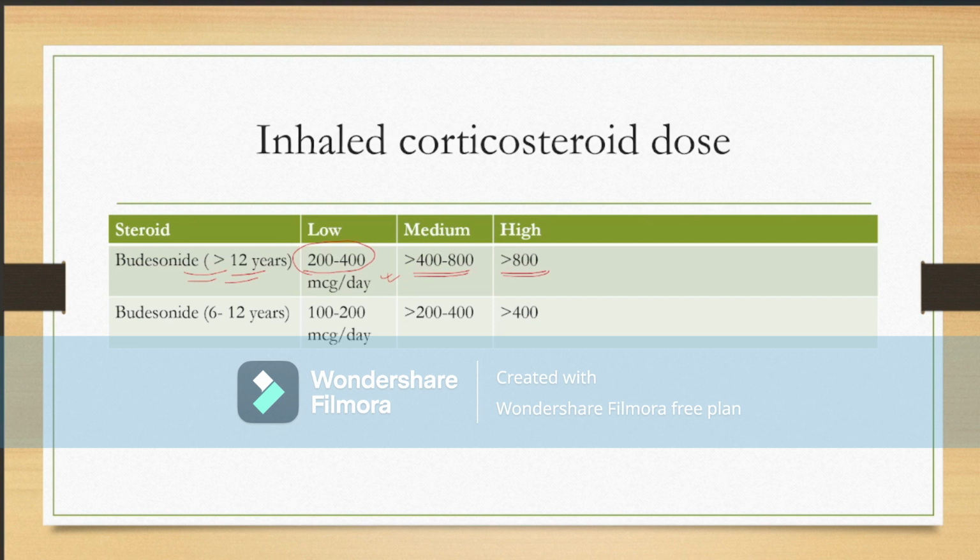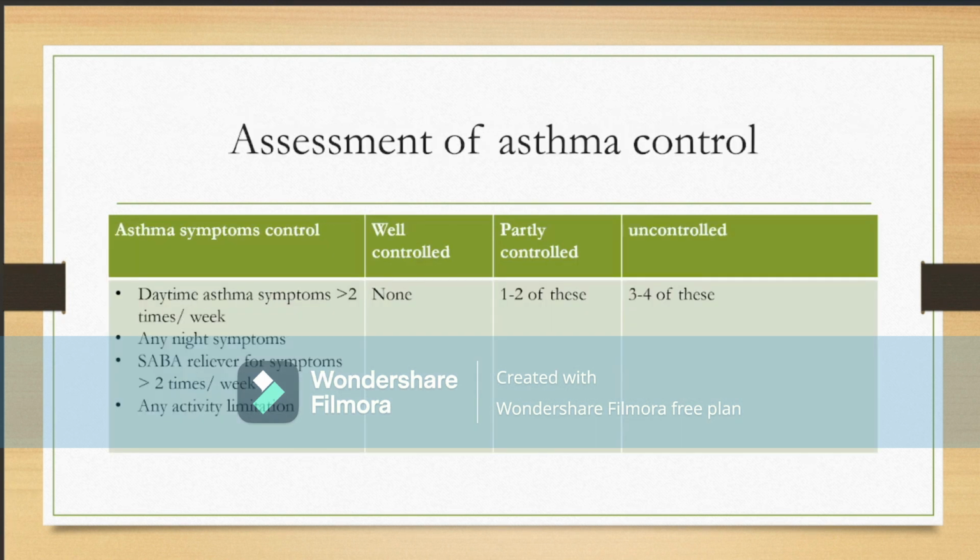For the age group of 6 to 12 years, low dose means 100 to 200 microgram per day, medium dose means 200 to 400, and high dose is more than 400 microgram per day.